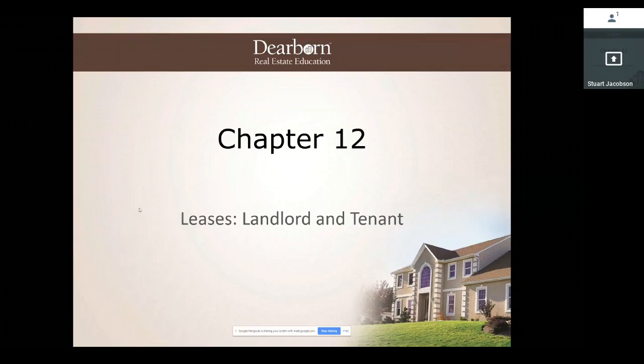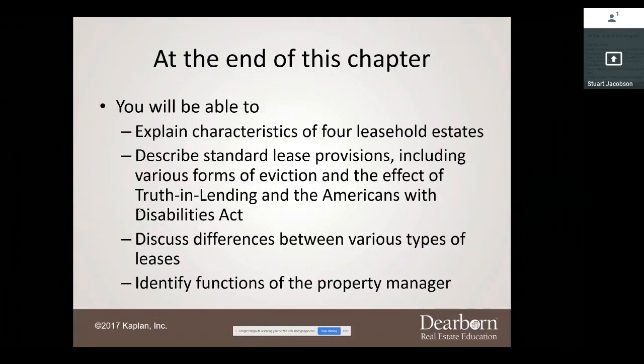Okay, so what will we be able to know after the end of this chapter? We'll be able to explain the characteristics of the leasehold estates, or what we also call our less than freehold estates, right? Because we were talking about freehold estates are types of ownership interest. These are what they categorize as less than freehold estates or leasehold estates or leases. You'll be able to describe standard lease provisions, including various forms of eviction. You will also be able to discuss the differences between the various types of residential and commercial leases.